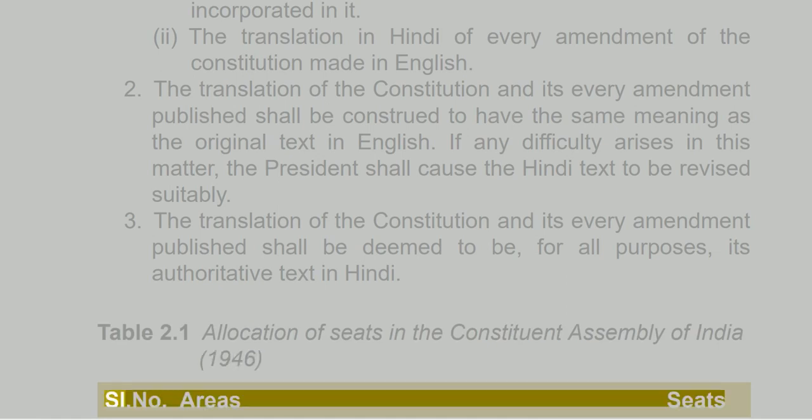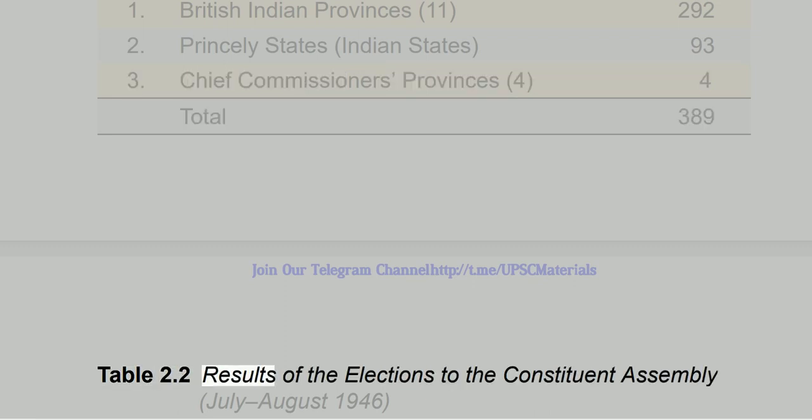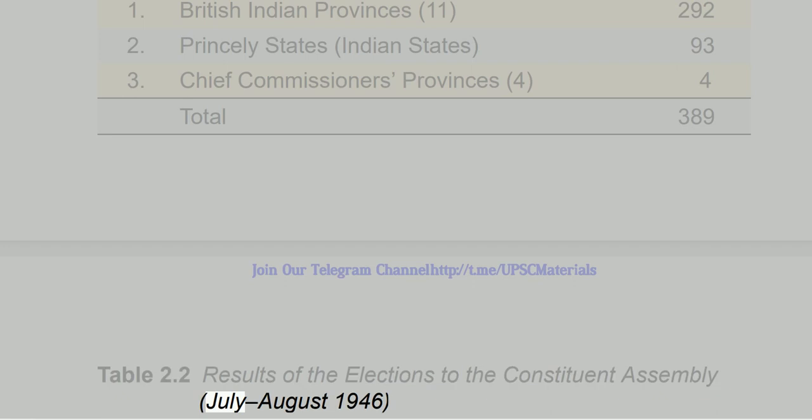Serial number, areas, seats. 1. British Indian provinces, 11, 292. 2. Princely states, Indian states, 93. 3. Chief Commissioners' provinces, 4, 4. Total 389. Table 2.2 Results of the elections to the Constituent Assembly, July-August 1946.